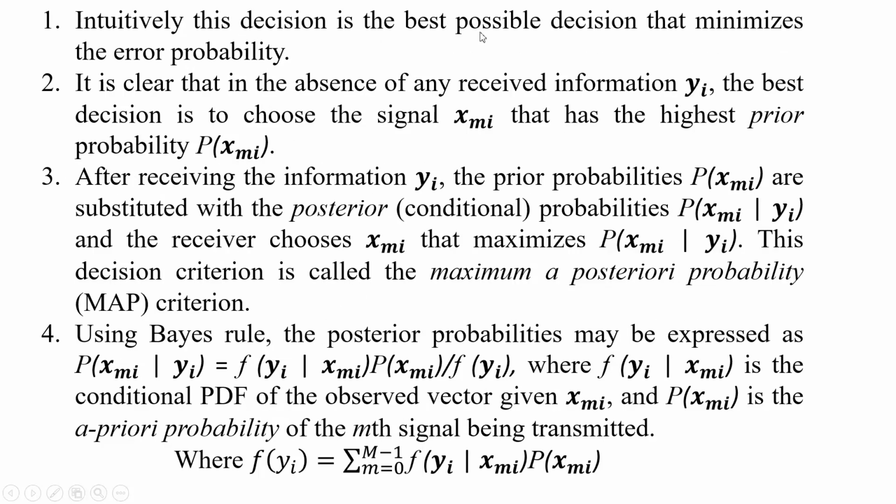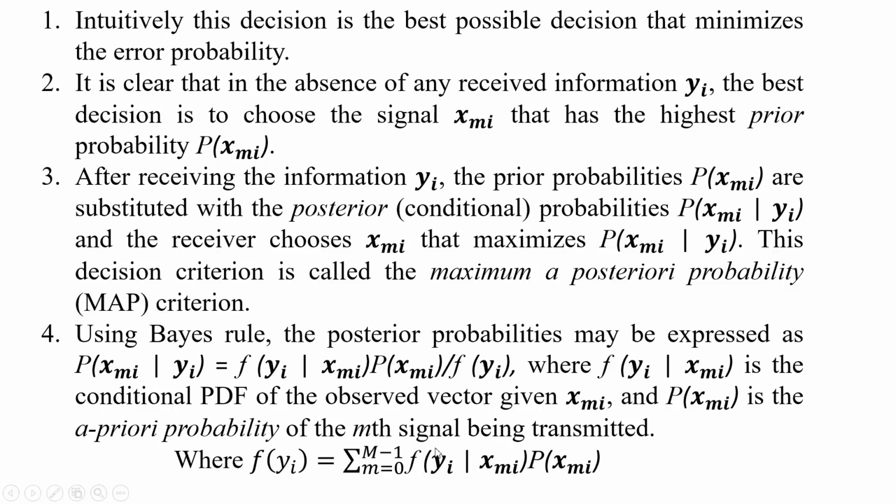Intuitively, this decision is the best possible decision that minimizes the error probability. It is clear that in the absence of any received information, the best decision is to choose the signal xmi that has the highest probability. I have already discussed this case, which is equivalent to the maximum a priori kind of estimation process. But after receiving the information yi, the prior probabilities are substituted with posterior probabilities. So we get these posterior probabilities and the receiver chooses xmi that maximizes this quantity. This decision criterion is called maximum a posteriori probability.